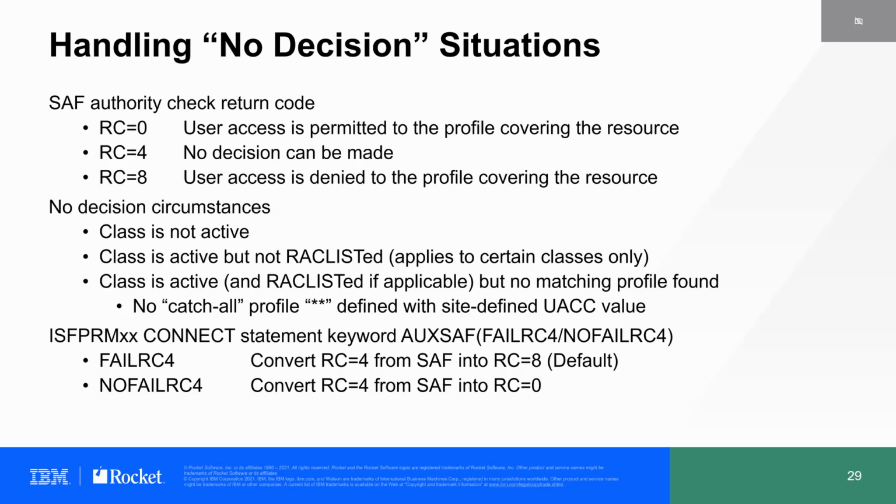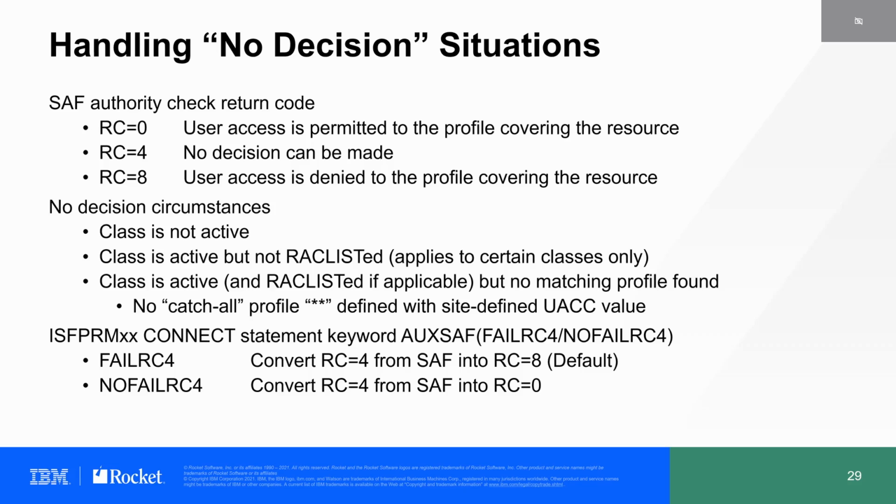And there's a couple of reasons why that might happen. The class that covers that profile might not be active. The class is active but hasn't been RACLISTed, and we need a RACLISTed profile in certain circumstances. Or the class is active and RACLISTed if applicable, but we can't find a matching profile in the listable profiles within that class, and that could happen when there's no catch-all profile, asterisk, or just asterisk, that's been defined with some site-defined UACC value.